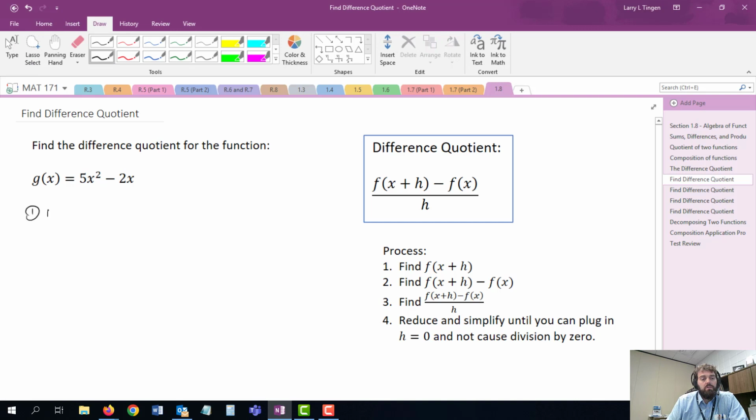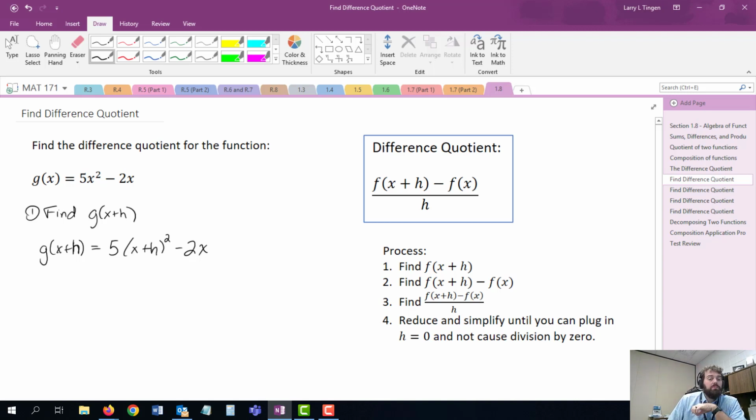Step one, find f of x plus h. What we're doing is we're finding the first term in the numerator of the difference quotient. And for us, our function is actually called g, so we will be finding g of x plus h. So g of x plus h, again, just remember, wherever we have g of x right here, g of x plus h just means everywhere there's an x, you now have x plus h.